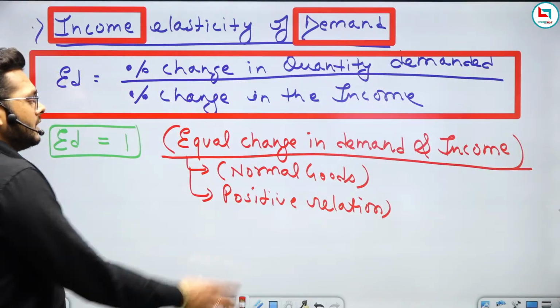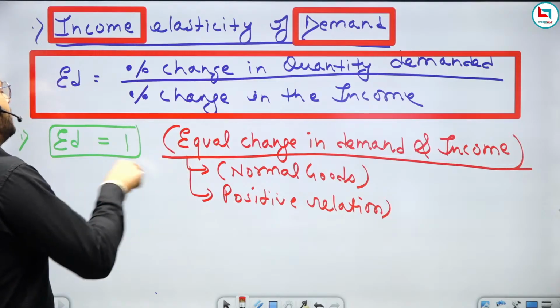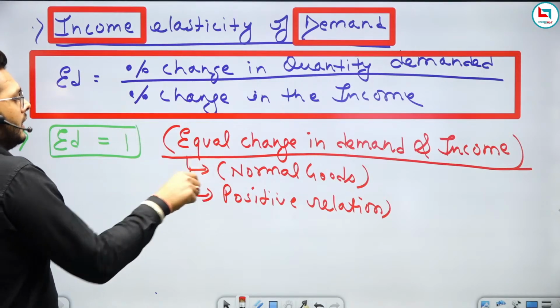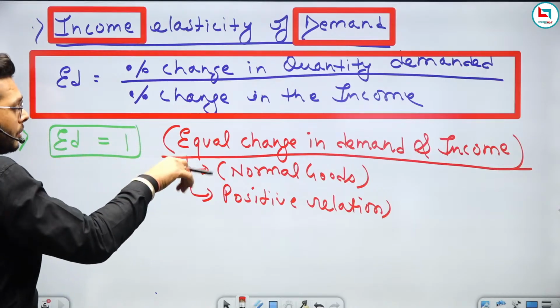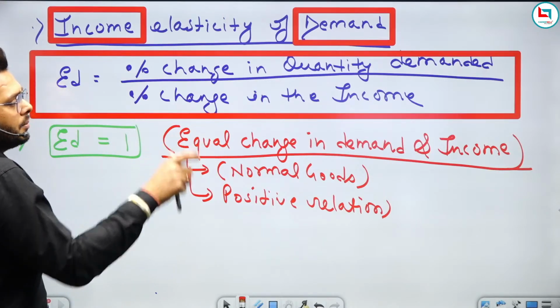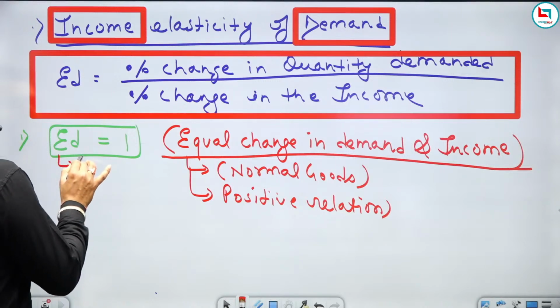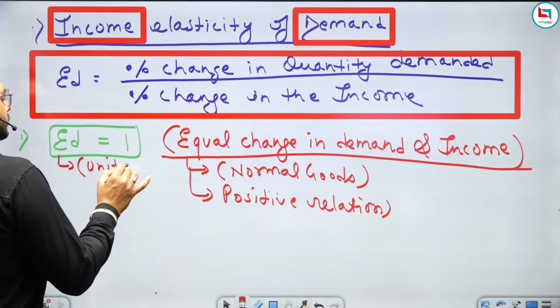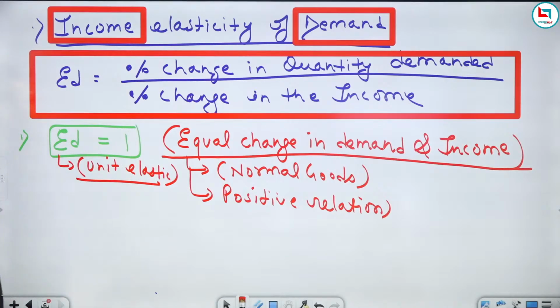So there is a positive relation between income and demand in the case of normal goods, and the situation is Ed equals 1. Why? Because there is an equal change in the demand and the income, and this is also called unit elastic. Am I clear to everyone? Is there any doubt to anybody?